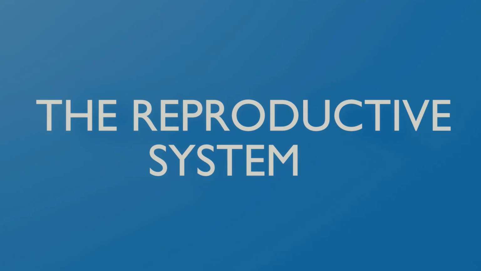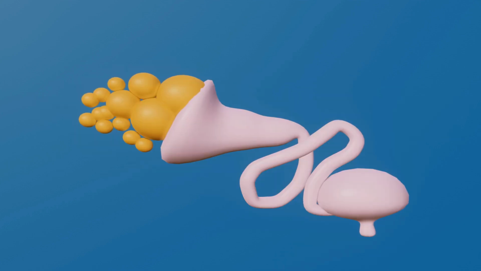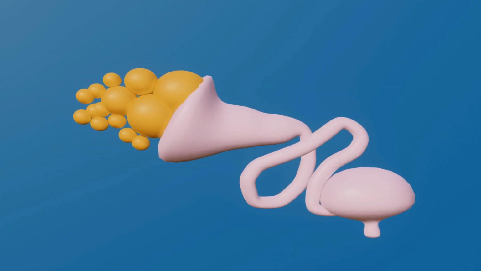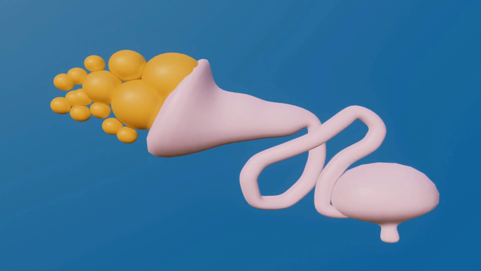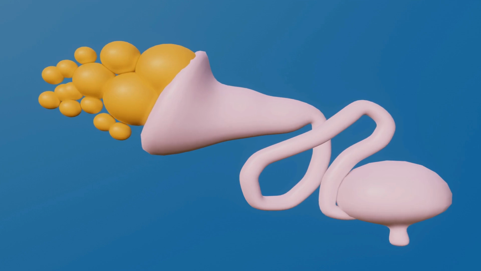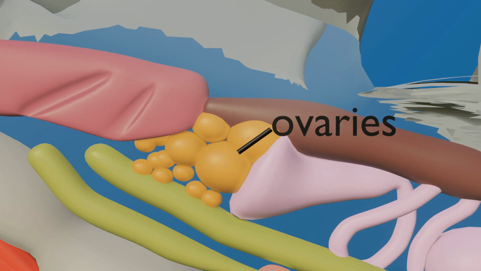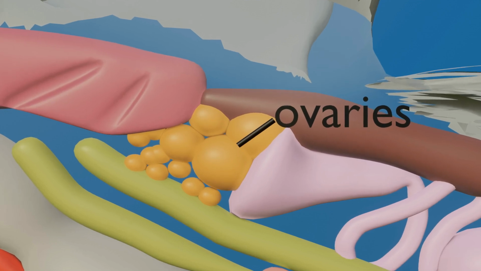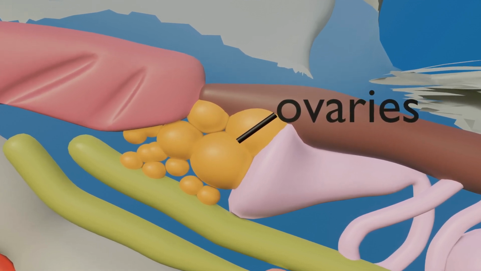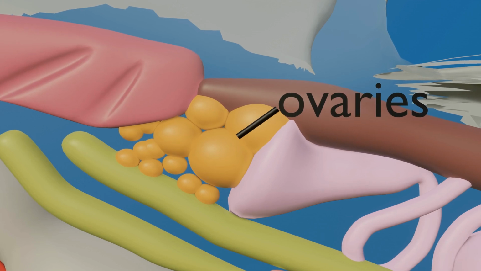The reproductive system. The reproductive system of a hen is responsible for the production of eggs, a process that involves several specialized organs and hormonal regulation. It all begins in the ovaries. Ovaries. The ovaries are the paired organs located near the kidneys. The ovaries produce egg yolks which are released into the oviduct for further development.